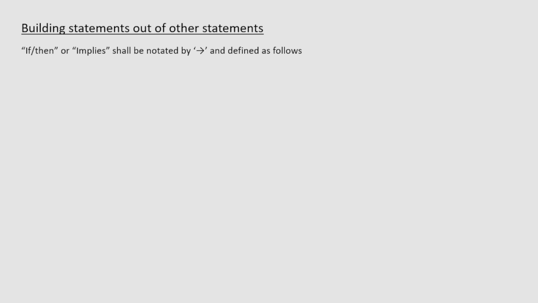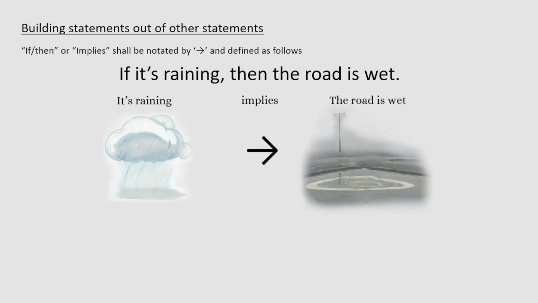The if-then, or imply statements, are the ones that cause people the most confusion, so I have two examples for us to go through here. The first one is, if it's raining, then the road is wet. So let's say that it's raining and the road is wet. So both parts are true. Is that possible? Yes, so true implies true is true.